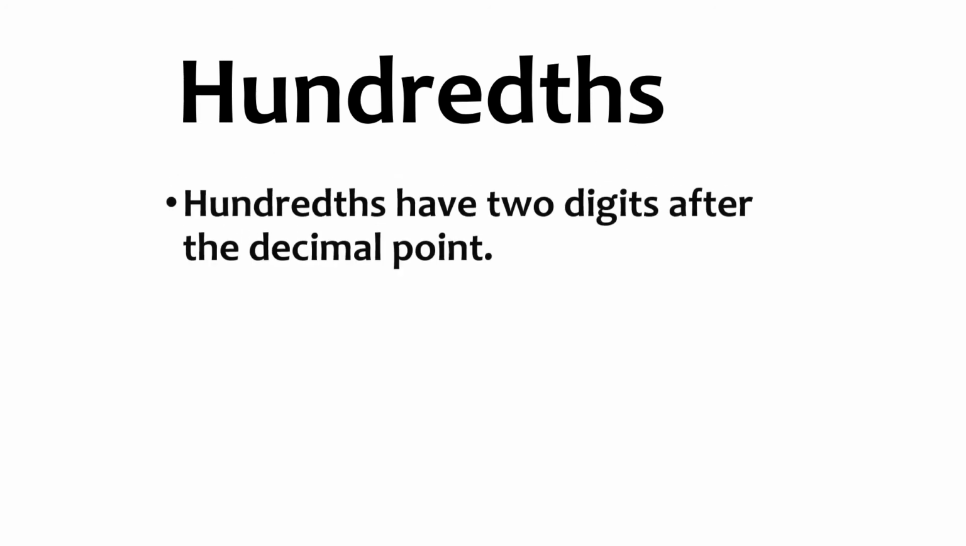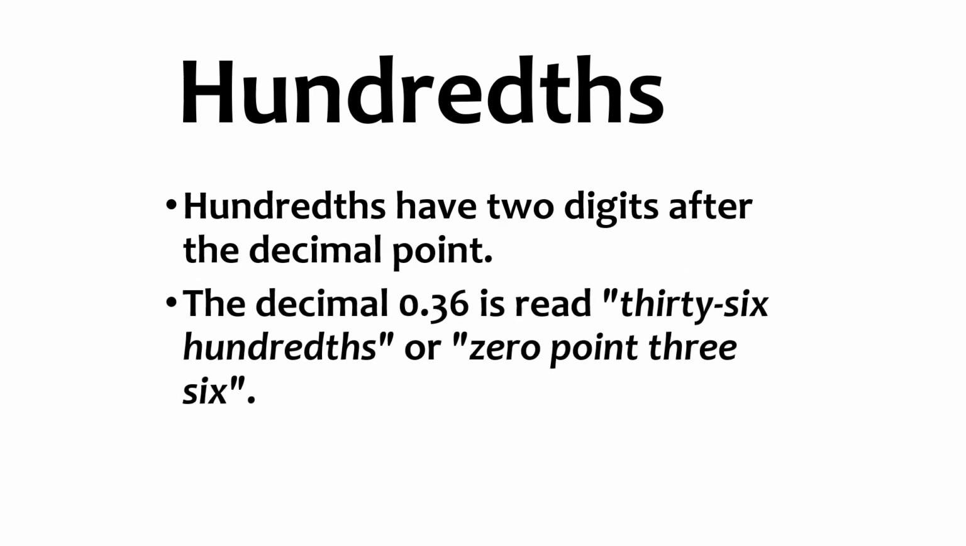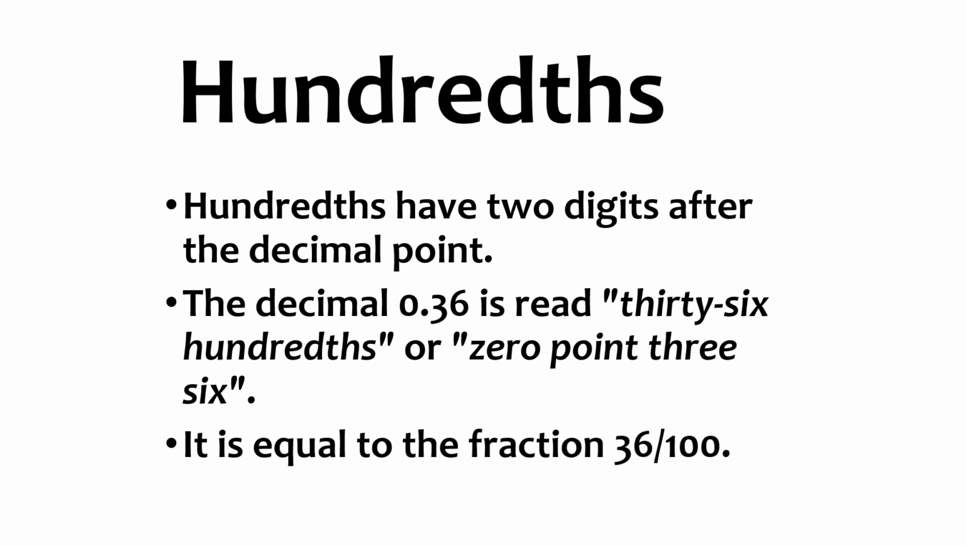Now let's learn more information about hundredths. Hundredths have two digits after the decimal point. Okay, if I have a decimal point and two digits after the decimal point, this place is called hundredths. This number, if I want to read it, will be 36 hundredths, or 0.36. You have to know that it's equal to the fraction 36 out of 100.